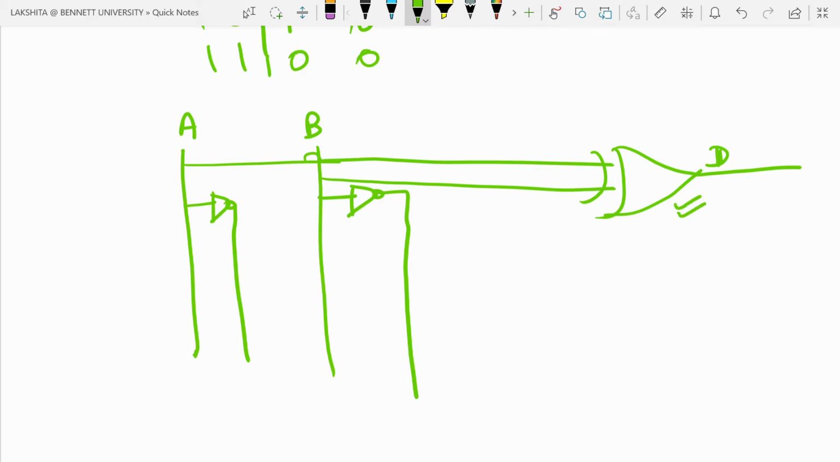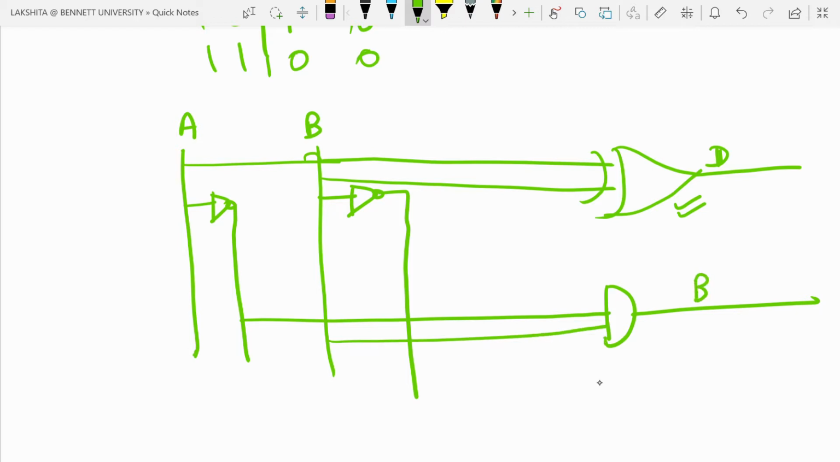And for the value of B naught, we need an AND gate. Also A bar B. A bar we can take from this position and B from this position. So the value of D and B naught can be calculated by using these two gates. And that will be so easy for us to understand by using these two gates.